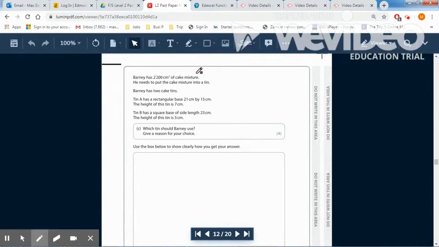Okay, so he's going to put the cake mixture into a tin, and he's got 2,200 centimeters cubed of cake mixture. So if we see centimeters cubed, we know that it is going to be a volume question. He's got 2 cake tins, one with a rectangular base and height of 7, one with a square base and a height of 5. So if we look at tin A first, we've got a rectangular base and height of 7.